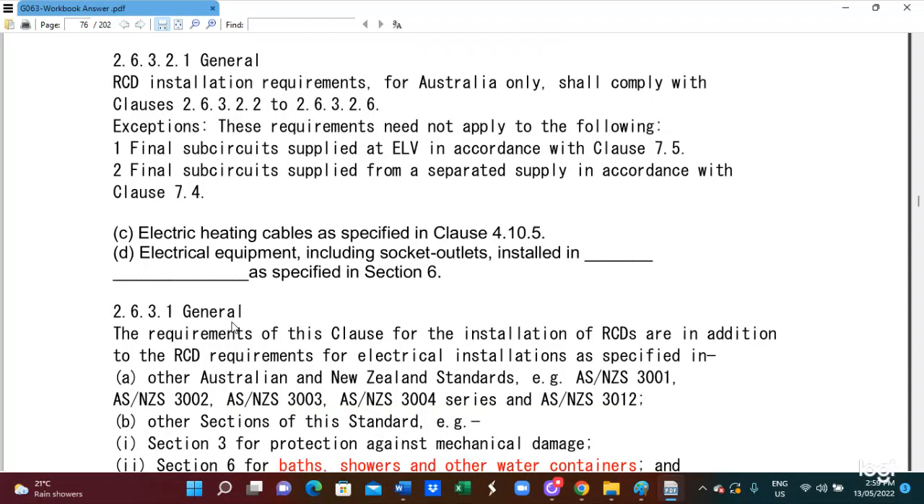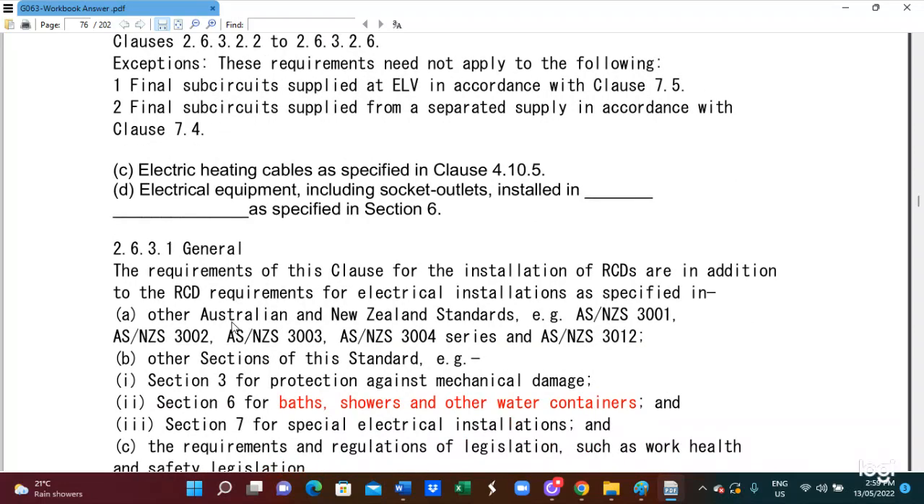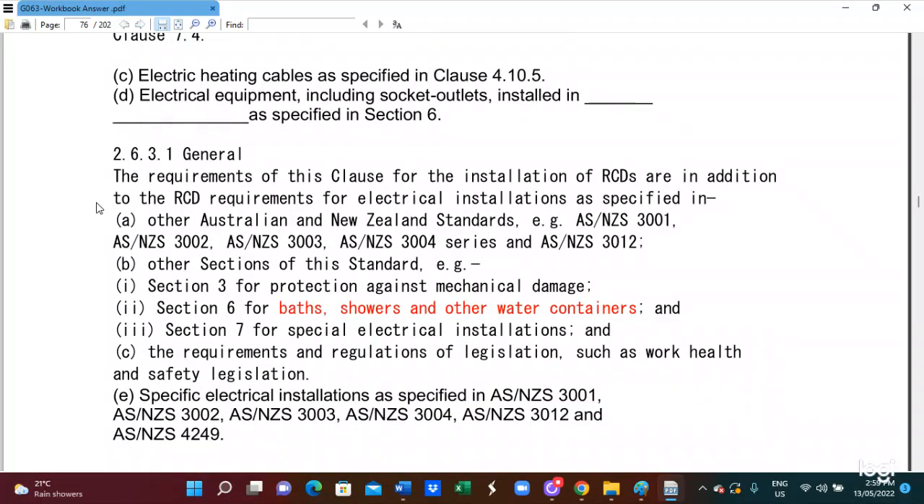Electrical heating cables are specified in clause 7.5. And also clause 2.6.3.1 is the general requirement for the installation of RCDs, which are integrated into the RCD requirements for electrical installation. In this case, we are going to require AS/NZS 3001, 3002, 3003, and 3004. So this mentions how to install the RCD.